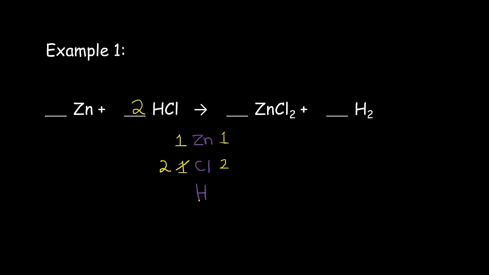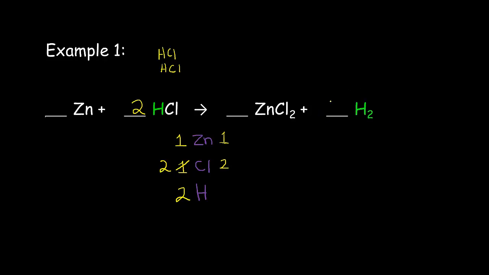We're going to look at our hydrogens. This is the only compound that we can get hydrogen from on the reactant side, and we have 2 hydrogens. There is an implied 1 subscript here, and we have 2 HCl's. So we have an HCl here and an HCl here. So we have a total of 2 hydrogens.